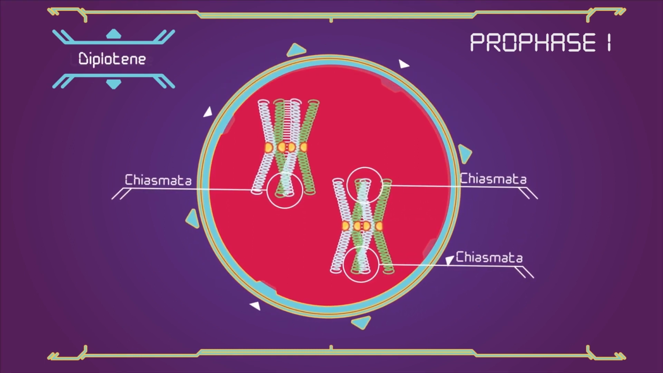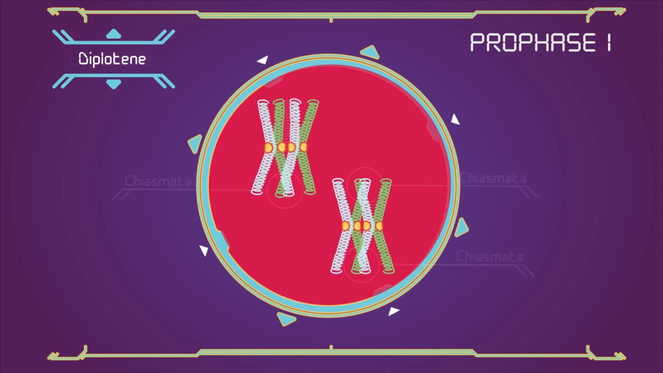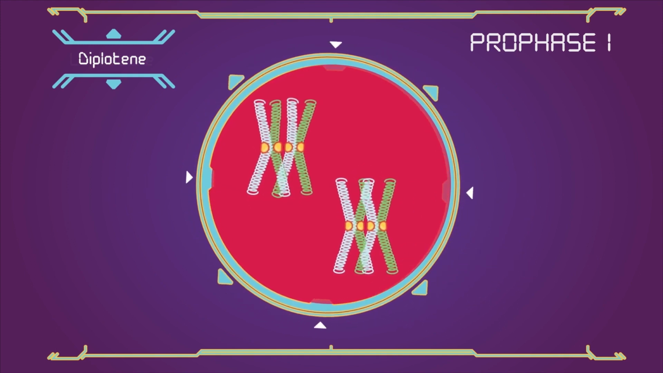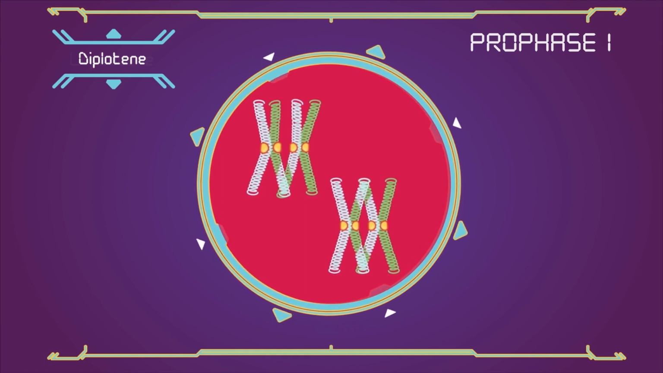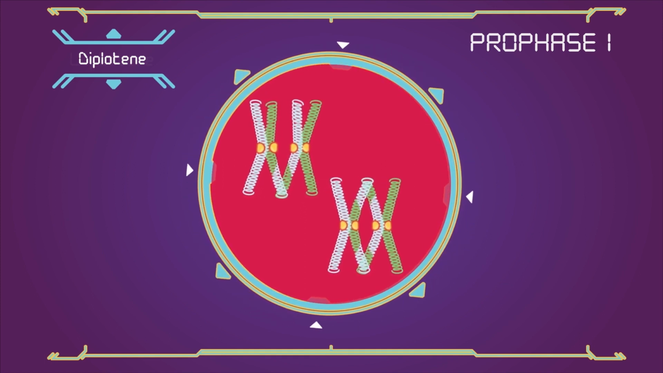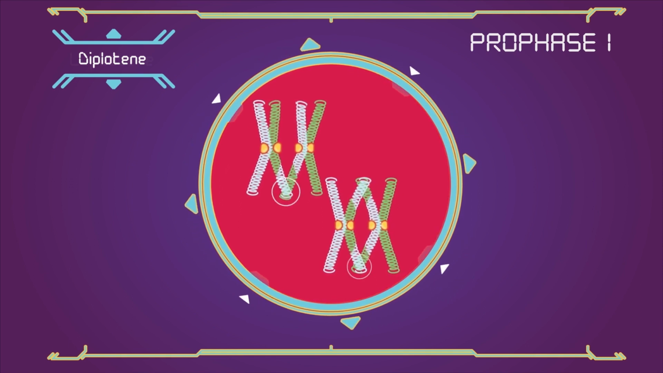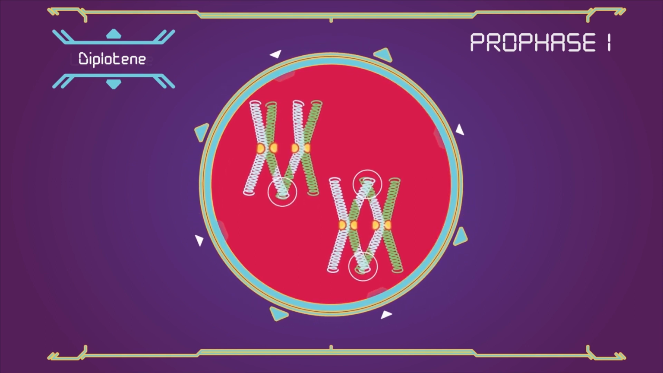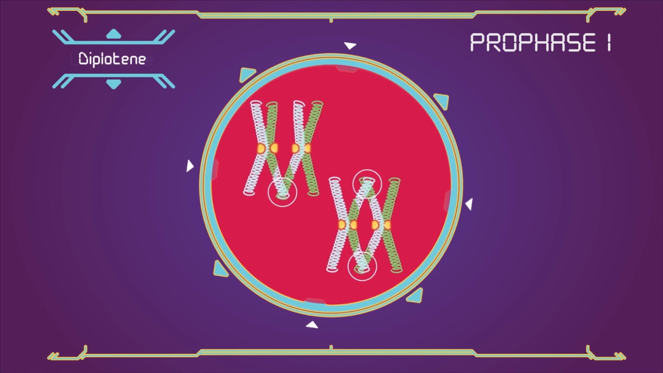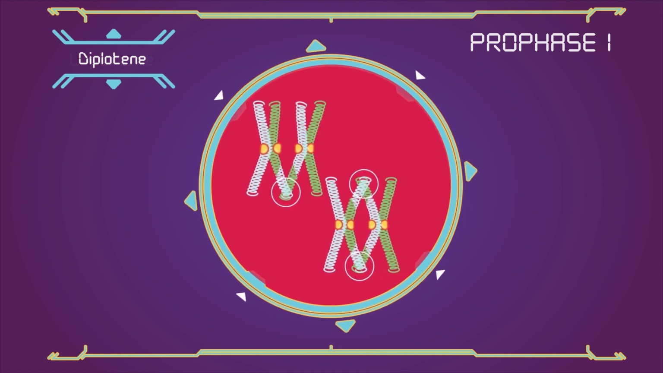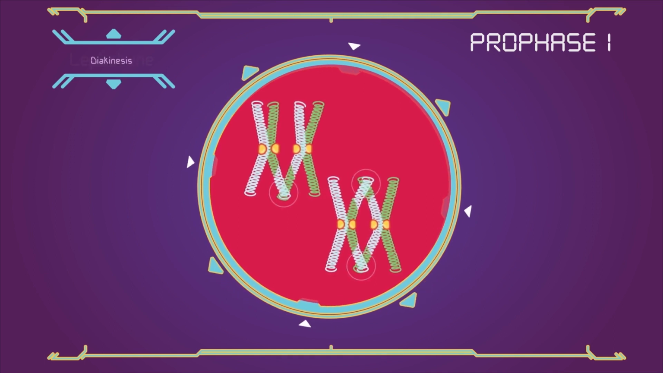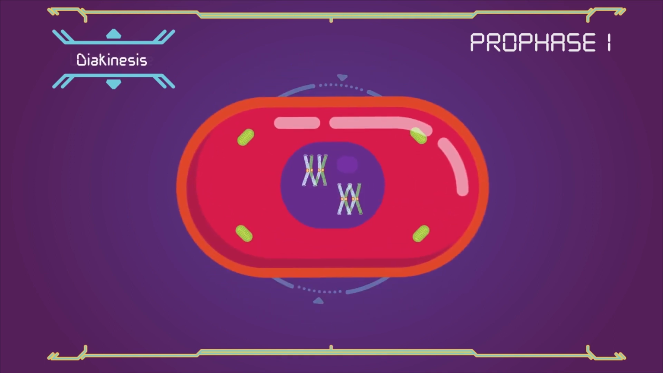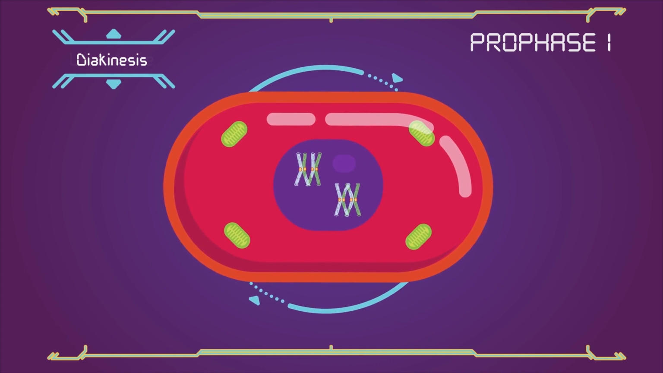Diplotene. The synaptonemal complex degrades and homologous chromosomes separate from one another a little. However, the homologous chromosomes of each bivalent remain tightly bound at chiasmata. The regions where crossing over occurred, the chiasmata, remain on the chromosomes until the transition to anaphase 1. Diakinesis. It closely resembles prometaphase of mitosis.